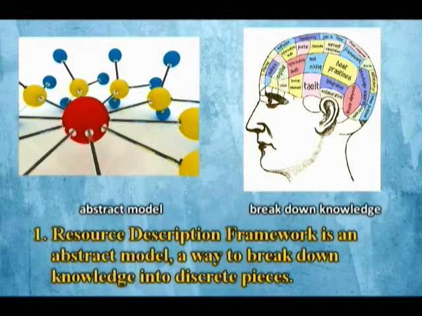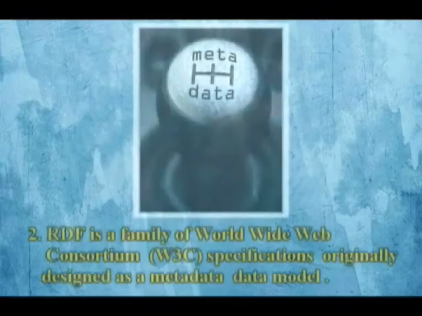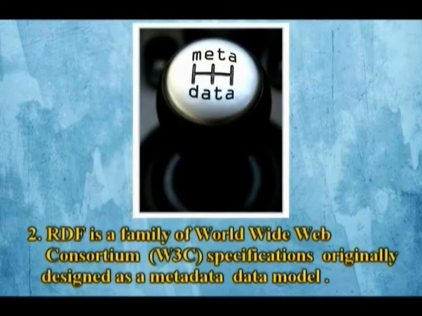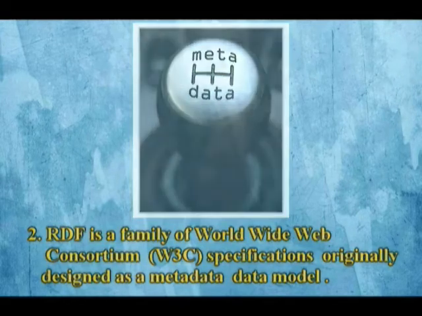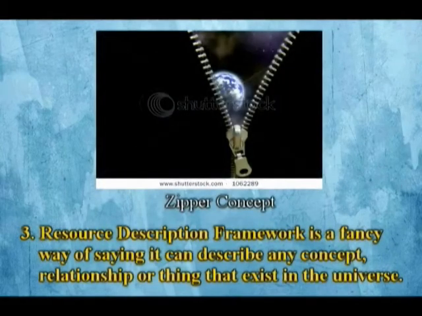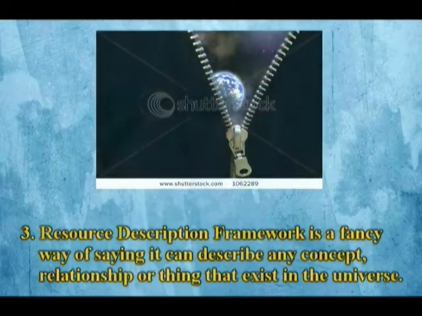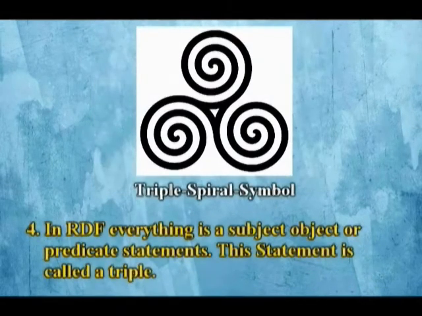RDF in detail. Resource Description Framework is an abstract model, a way to break down knowledge into discrete pieces. RDF was originally designed as a metadata model. Resource Description Framework is a fancy way of saying it can describe any concept, relationship, or thing that exists in the universe. In RDF, everything is a subject, object, or predicate statement. This statement is called a triple.